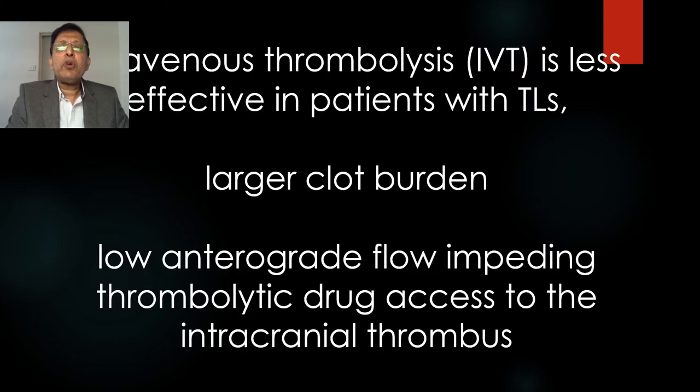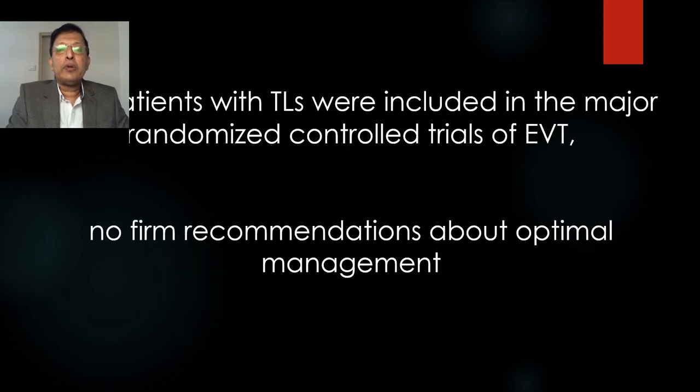Intravenous thrombolysis is less effective in patients with tandem lesion. Obviously, one, because the clot burden is much bigger. You have a proximal lesion as well as a distal lesion, so the clot burden is significantly higher. Second, because the proximal lesion is occluding the flow to the site of occlusion in the MCA territory, the intravenous drug cannot reach the thrombus and cannot lyse the thrombus.